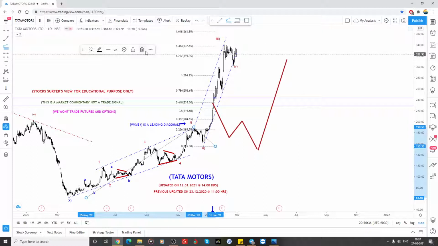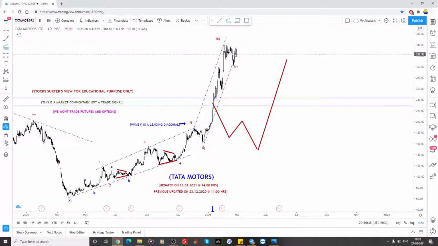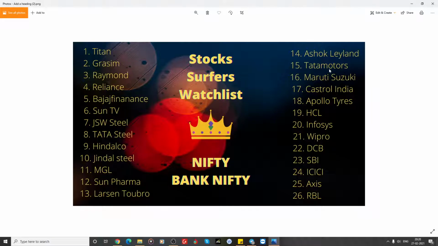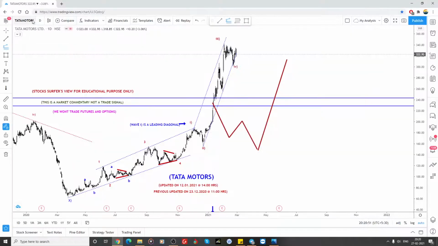It's a 1.414. Let's see. Okay, next we will see what we have to see. Tata Motors, Ashok Leyland, finished, and Maruti. Yeah, Maruti is also, I need to explain that.